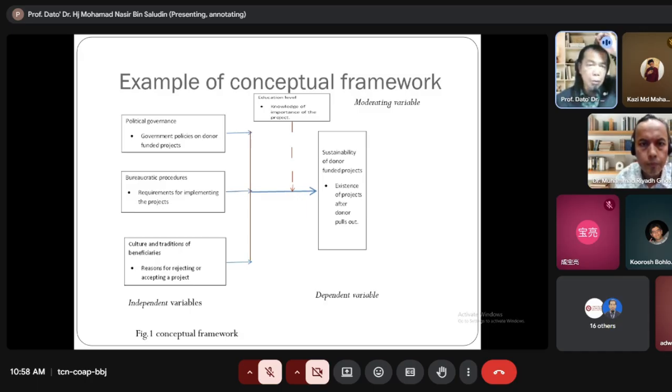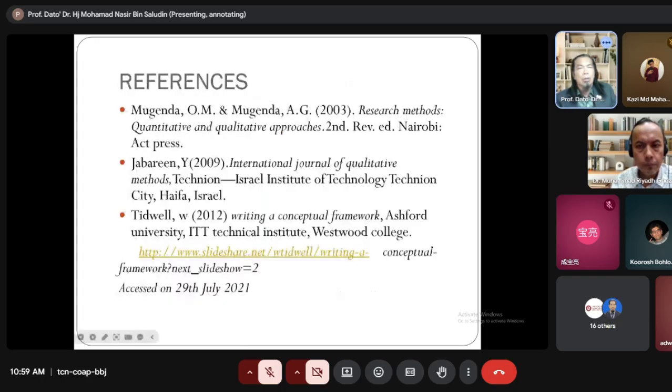conceptual framework before I show it in the thesis after this. That is a moderating variable, educational level, knowledge of importance. That's the dependent variable, sustainability of donor funded project, the existence of the project after the donor pulls out. Independent variables, there are three: political governance, governance policy of the donor funded project, bureaucratic procedure, requirements for implementing the project, culture, tradition of beneficiary, reasons for rejecting or accepting the project. That is a conceptual framework. A very, very brief conceptual framework.